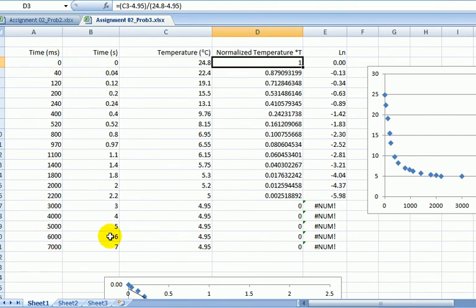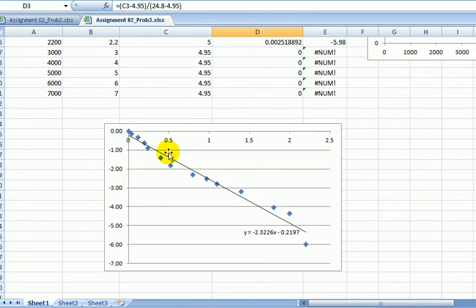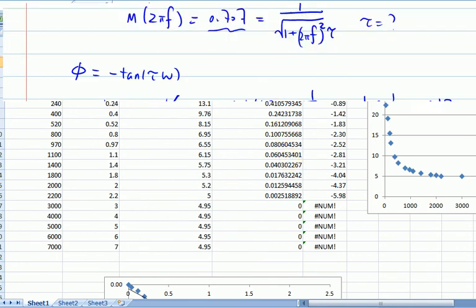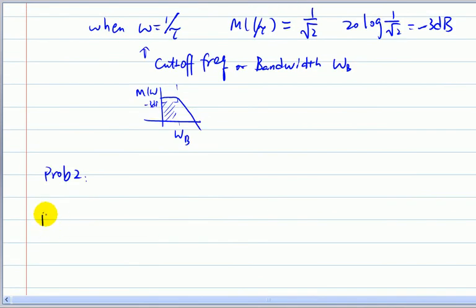You have this column here, and you have the temperature, and you need to calculate this column and also this column. Then you plot this column versus the time, and you'll get this guy here. Why? This column here is the log of this column here. So this question is basically based on one of the lecture notes. As we said, this is a first order system for this question.